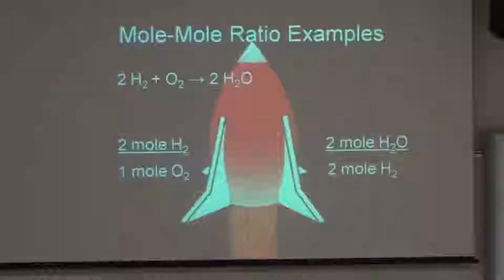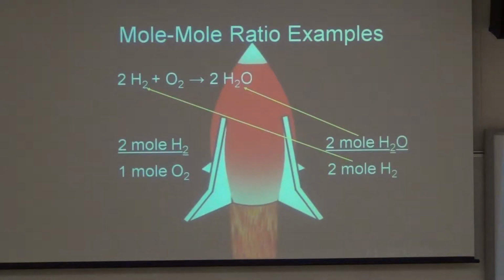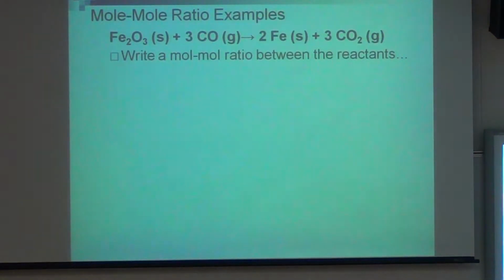Between our reactants, we've got 2 moles of hydrogen for every 1 mole of oxygen. Between our reactants and our products is a 2-to-2 ratio between the water and the hydrogen. And we could certainly write another one that is a 1-to-2 ratio between the oxygen and the water. Just to the left of that, yeah, I guess bottom left are some more.